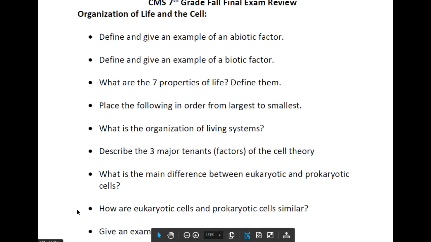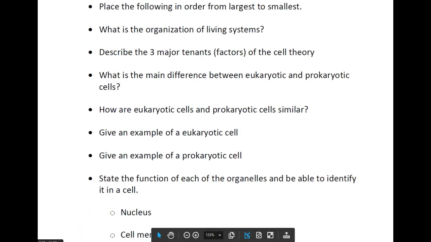What is the main difference between eukaryotic and prokaryotic cells? Okay, just remember eukaryotics are like you and me. So that means that we do have membrane-bound organelles. We have a central nucleus where, of course, all our chromosomes are located, and that's exactly where the DNA is at. There's also, obviously with prokaryotes, there's not membrane-bound organelles, and the genetic material is just located throughout the cell.